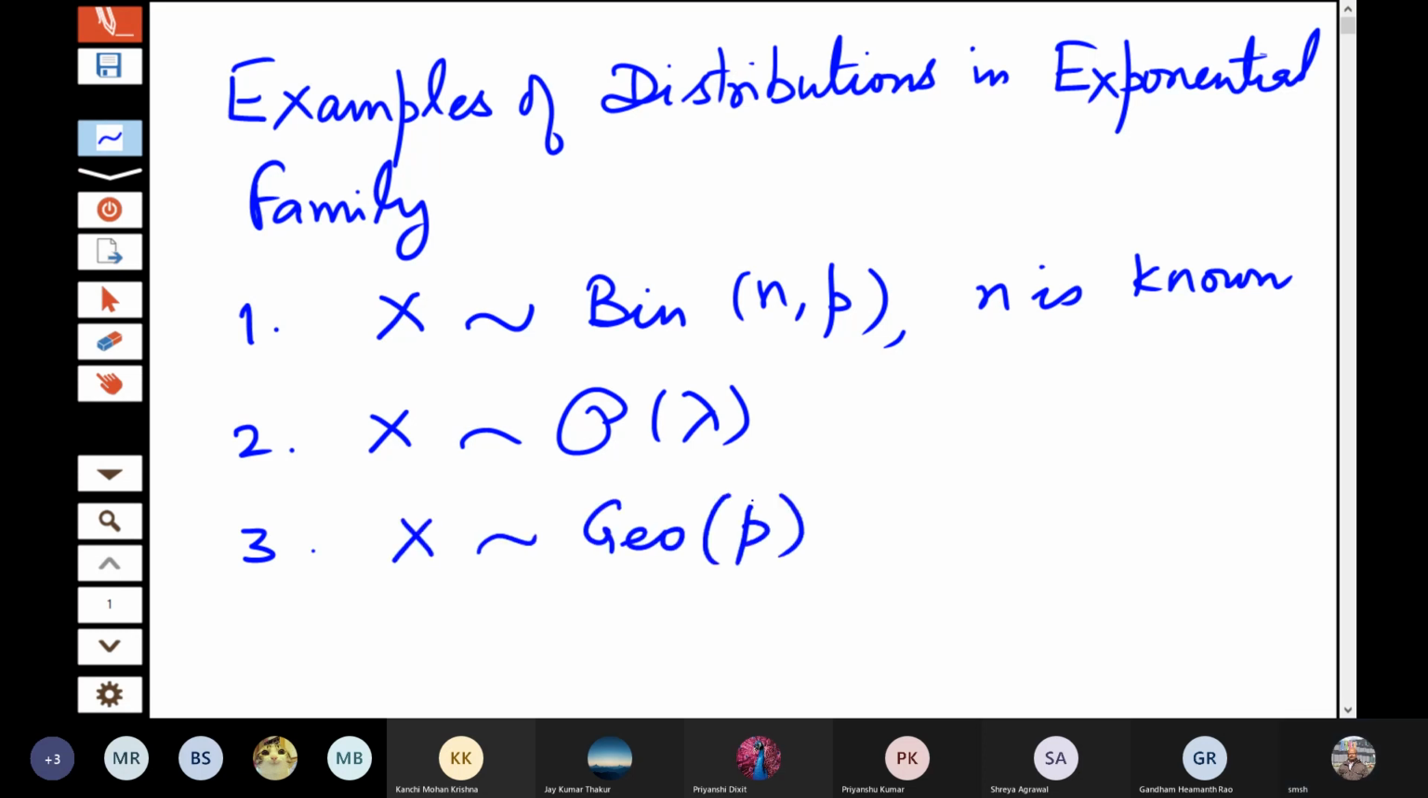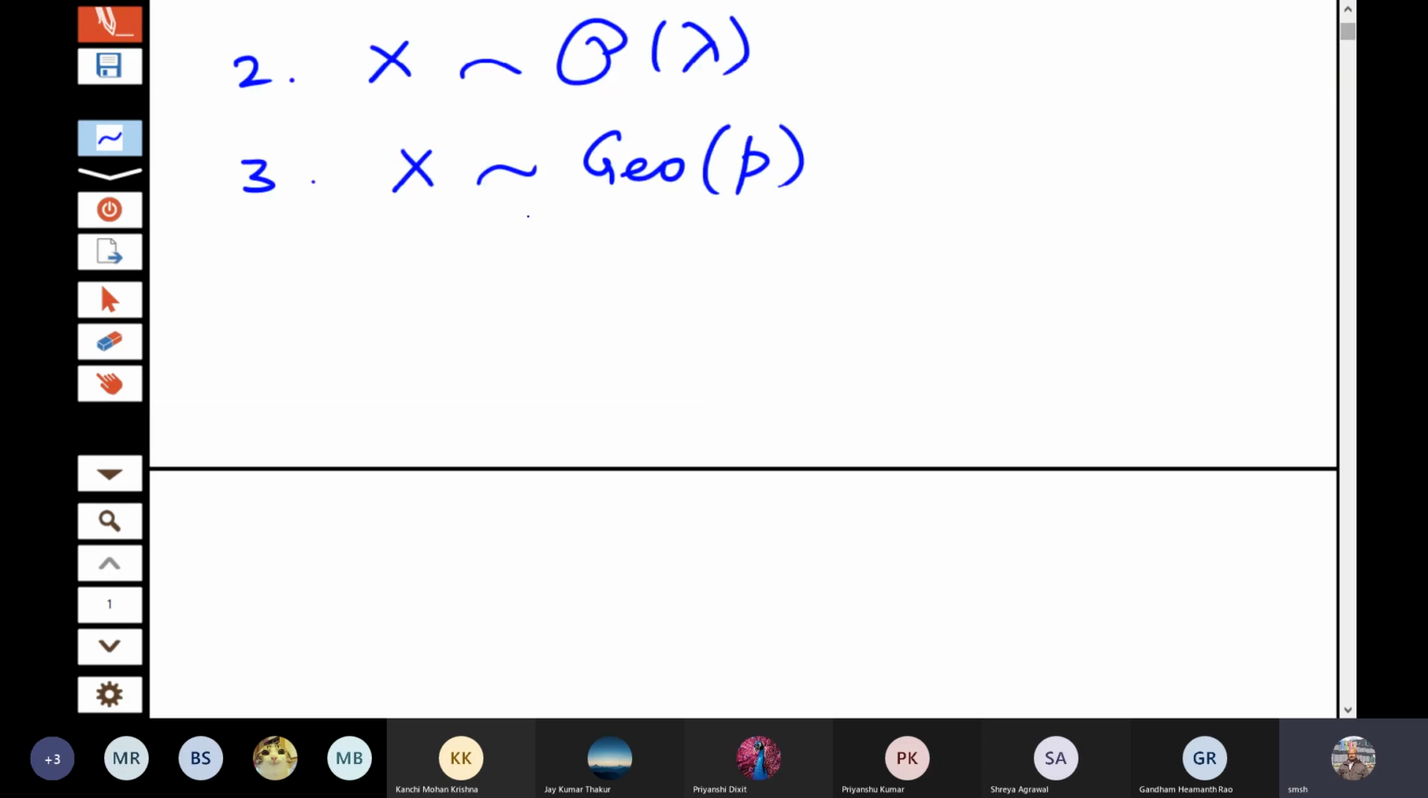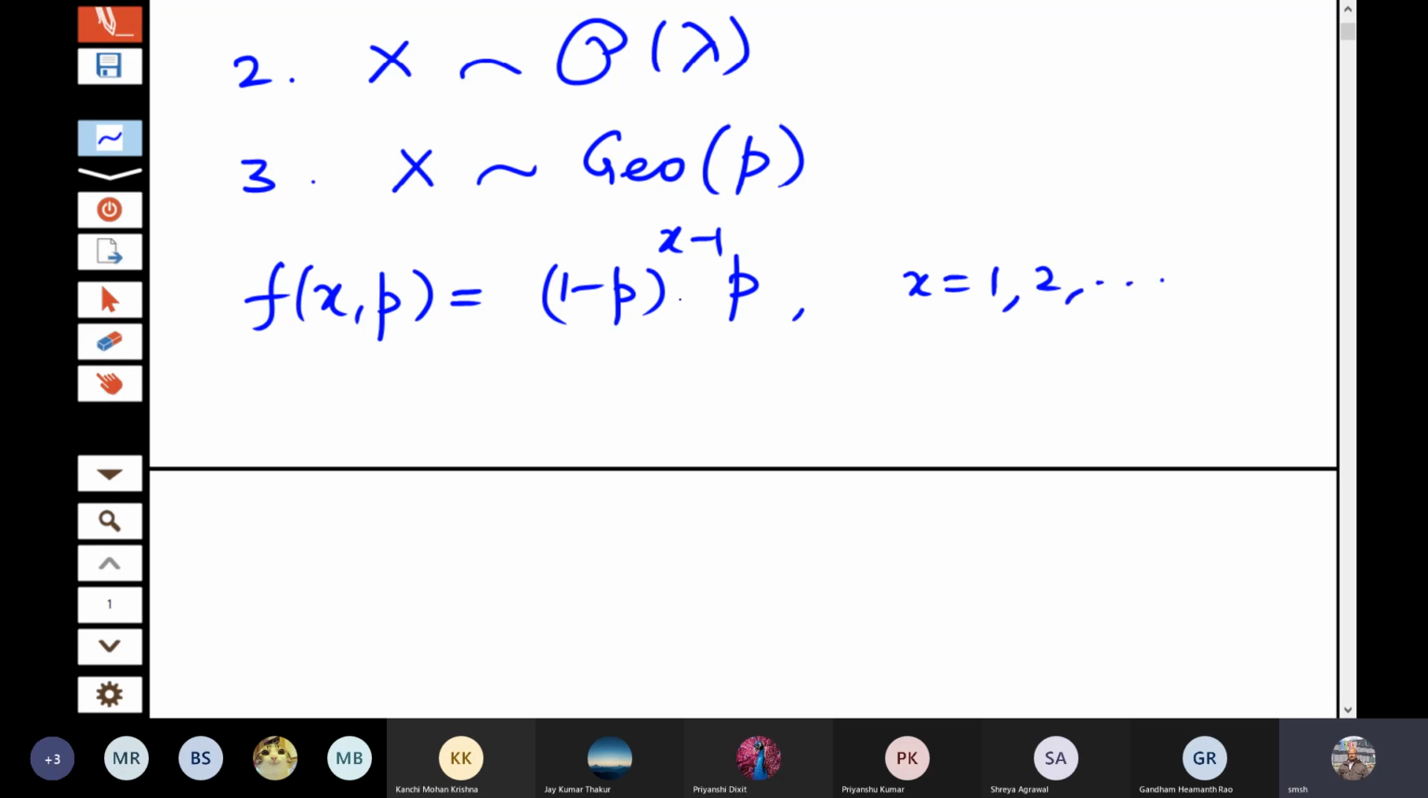Okay, geometric distribution. Yesterday I discussed one form. Let us write that form or another form. Anything we can write. So in the exponential family, if we want to write this, we write like this: (1 minus p) to the power k minus 1 into p. I will write k as x here because in the form I have used x there. So this is for x equal to 1, 2, and so on. Yesterday I had written the form (1 minus p) to the power x into p for x equal to 0, 1, 2, and so on. So both are the same.